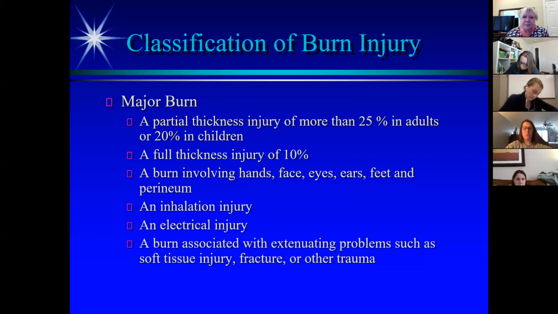I was reading something about with perineum, partial thickness perineum burns have like a 90-some% death rate. It's very, very high because they all get infected.